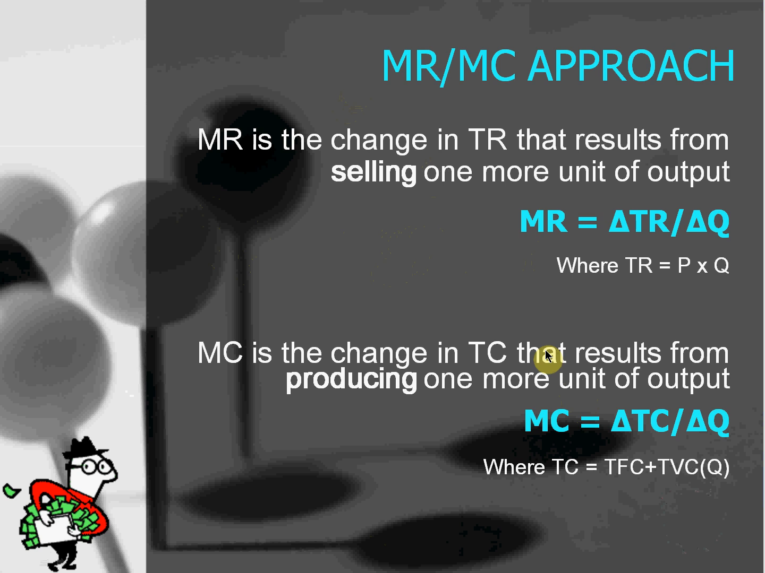Marginal revenue, again, is the change that takes place in total revenue, accounting for or dividing by the change in quantity. Total revenue, as a reminder here, is nothing more than price times quantity. And again, marginal cost is the change that takes place in total cost resulting from producing one more unit of output. Total cost is a function of the fixed costs and variable costs combined.